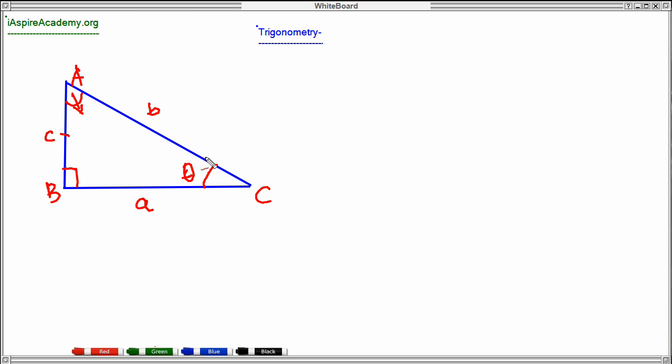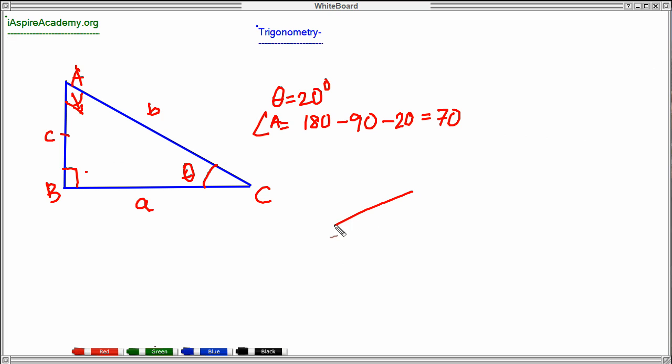Now if we know the dimension of this angle theta, let's say angle theta is 20 degrees, and since in a right angle triangle this is always 90 degrees, the other angle, which is angle A, will be 180 minus 90 minus theta, which is 20 degrees, which is 70 degrees. So in a right angle triangle, if we know one angle, we know all the angles. Now if we know all the angles, even if we don't know the sides, we can guess what type of triangle that will be.